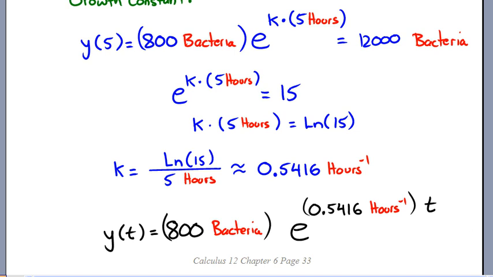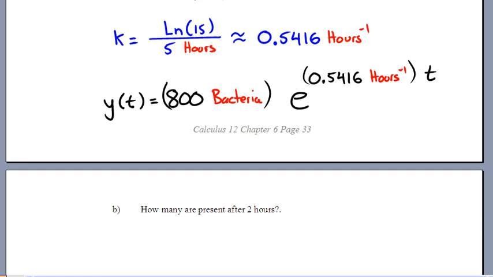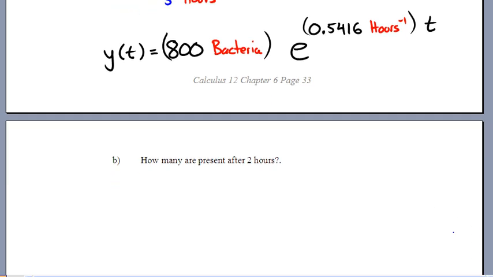Okay, so the next page here says, great, now that you've got that machine working super well, how many are around after 2 hours? So this is what it would look like to go and use that machine now. You'd say, let's just sub in 2 hours. So y, the bacteria count at 2 hours, it would be 800. And again, you don't always put the units in all the way through, but I'm just doing that here so you can see how well this actually works.